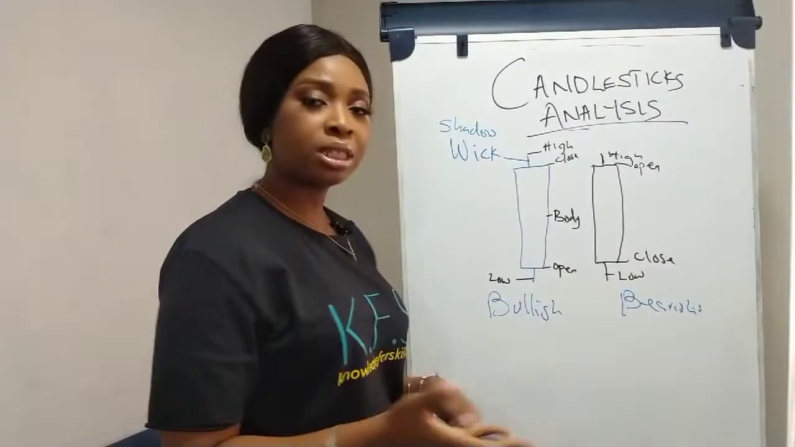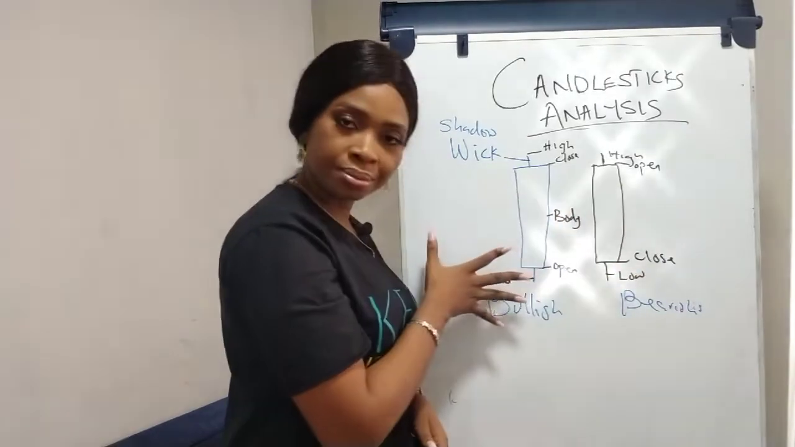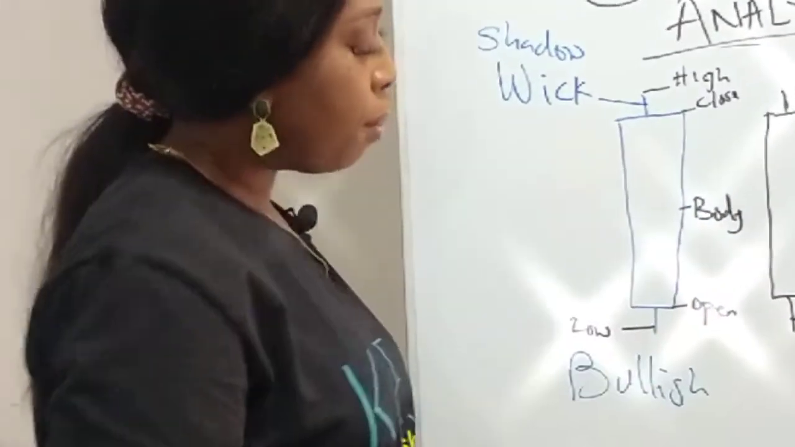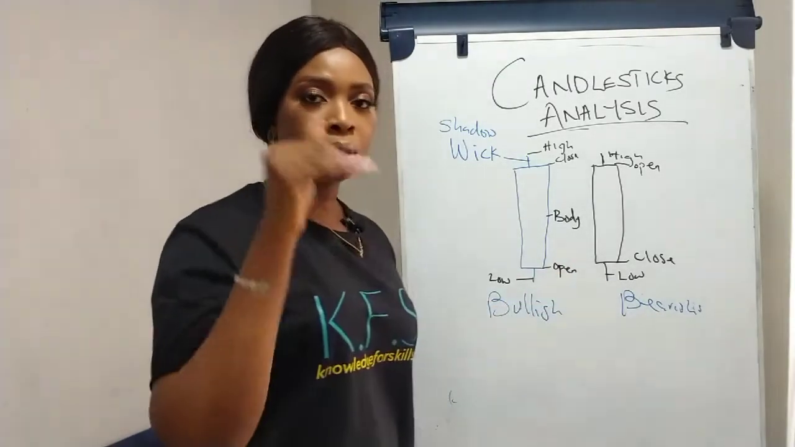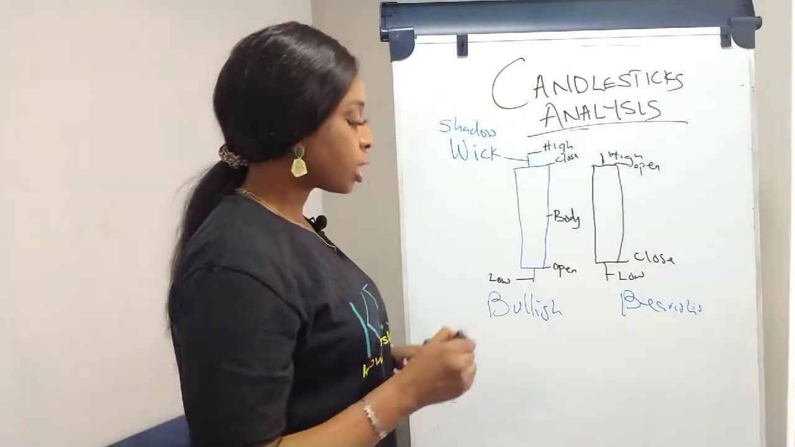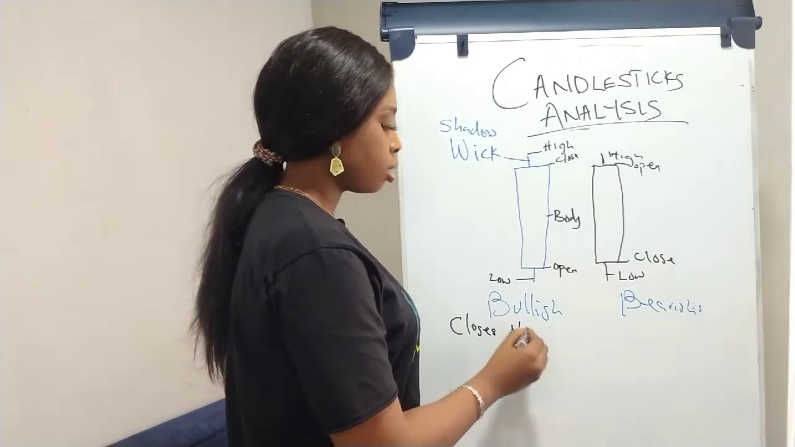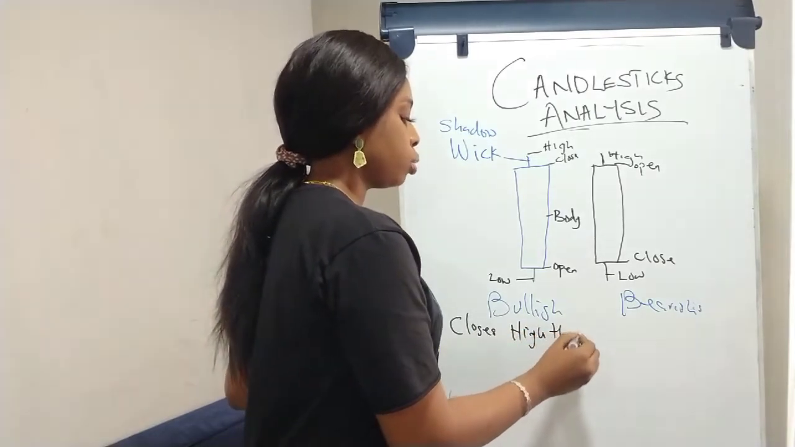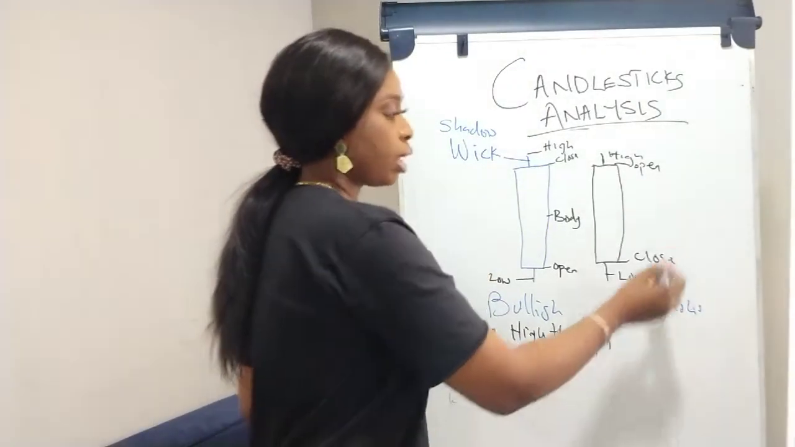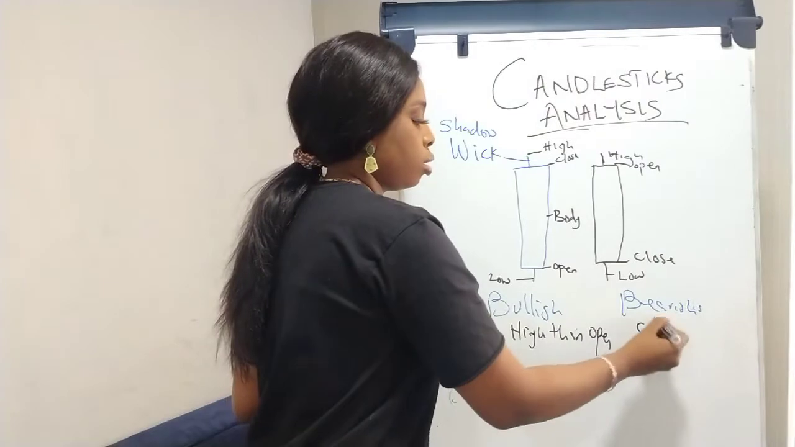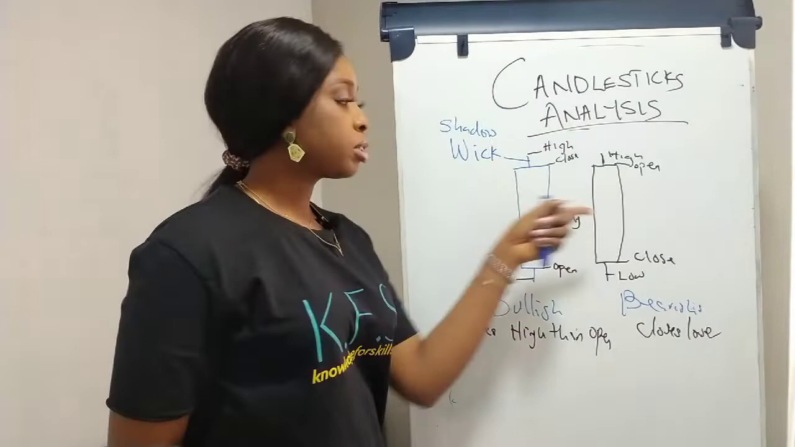So how do you determine that this is a bullish candle and this is a bearish candle? Not by my fantastic drawing, right? It is actually where the candlestick opens and closes. A bullish candlestick closes higher than it opens, while a bearish candlestick closes lower. A bearish candlestick closes lower.